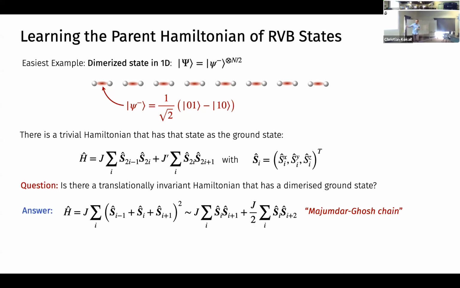You can multiply this thing out, and what you get is a coupling J for nearest neighbors and a coupling J/2 for next nearest neighbors. This Hamiltonian has a dimer state as a ground state. It's a kind of frustrated system, right? This is an antiferromagnetic coupling. So nearest neighbors want to be antiparallel, but next nearest neighbors also want to be antiparallel with a different coupling. So it's a kind of frustration. And the system responds to that with that dimer state.